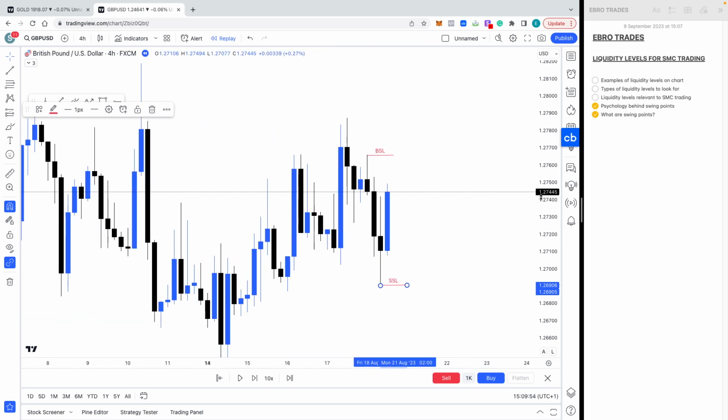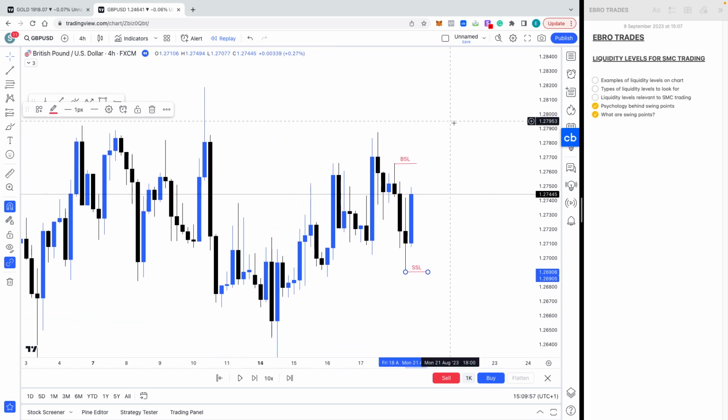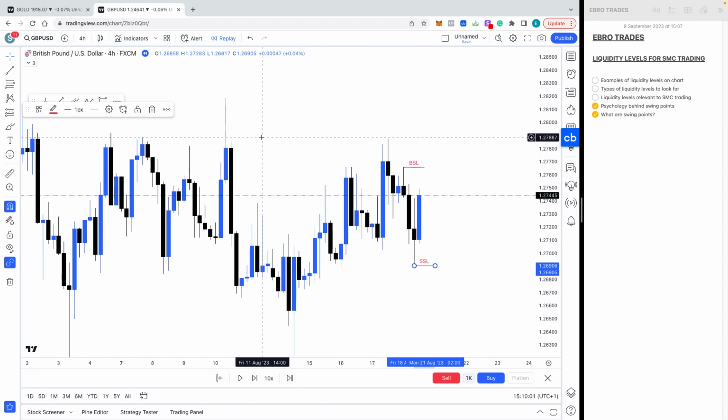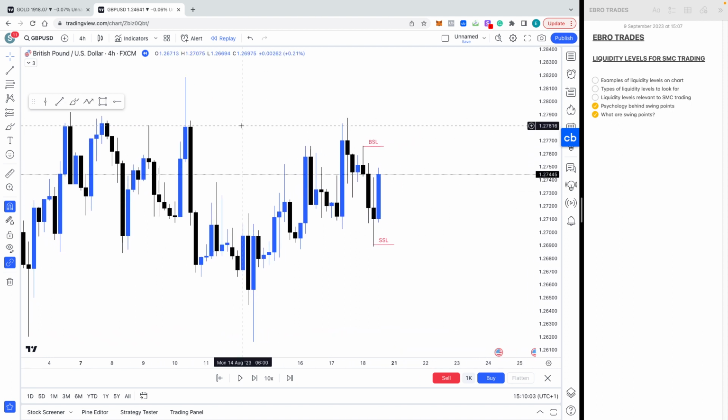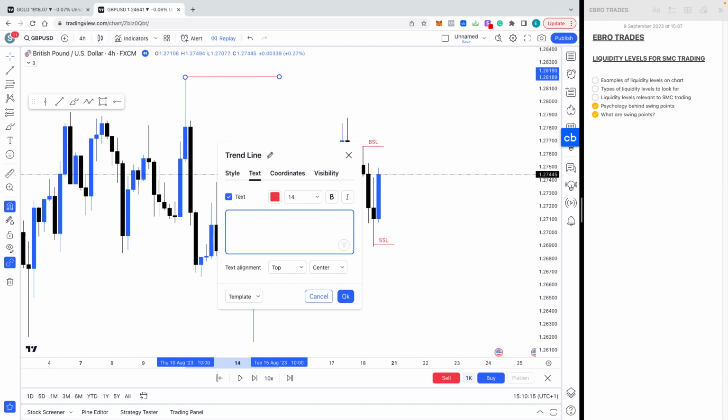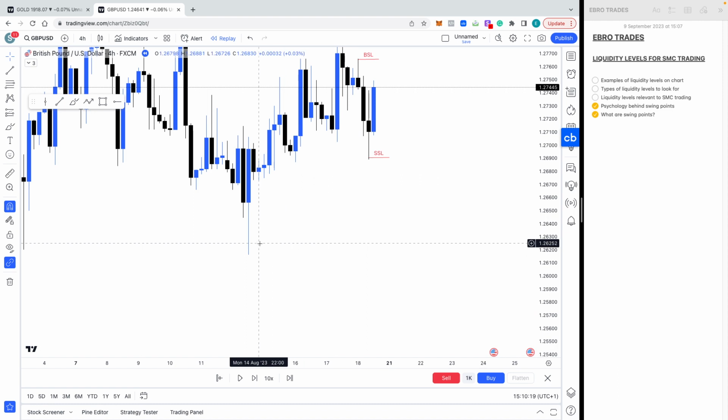Essentially we're on the 4 hour, but you could zoom out on your chart and find a lot of really prominent highs and lows that could represent potential magnets for price action. For example, here we've got a really prominent high with lower highs to the left and to the right, and so this would be a really prominent buy side liquidity level. And the same goes for this low over here.